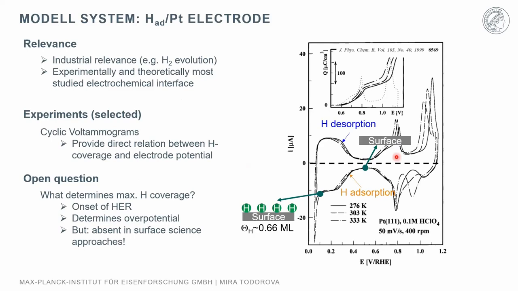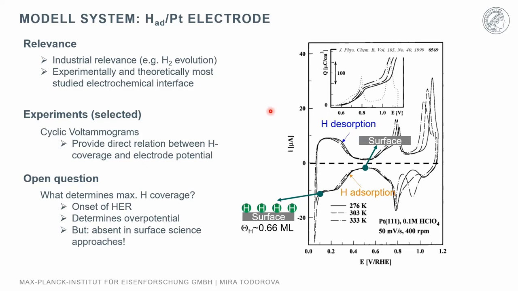And we looked at the hydrogen platinum electrode system because this is like the fruit fly of electrochemistry. There is a lot of experimental work and there's also a lot of theoretical work. And we have things to compare to, which is always good when you want to learn something or develop a method. So what is shown here is a cyclic voltammogram, which is, I guess, one of the predominant experiments that is used in electrochemistry.